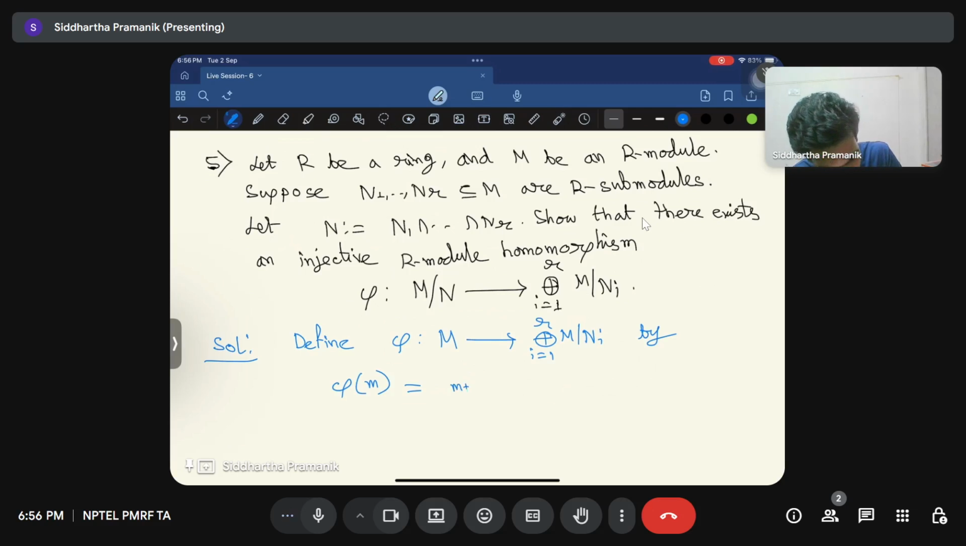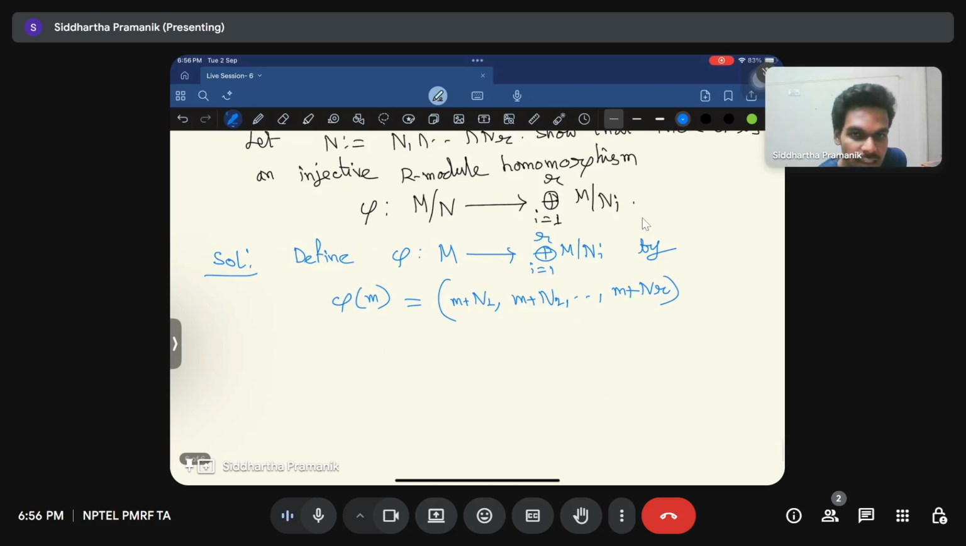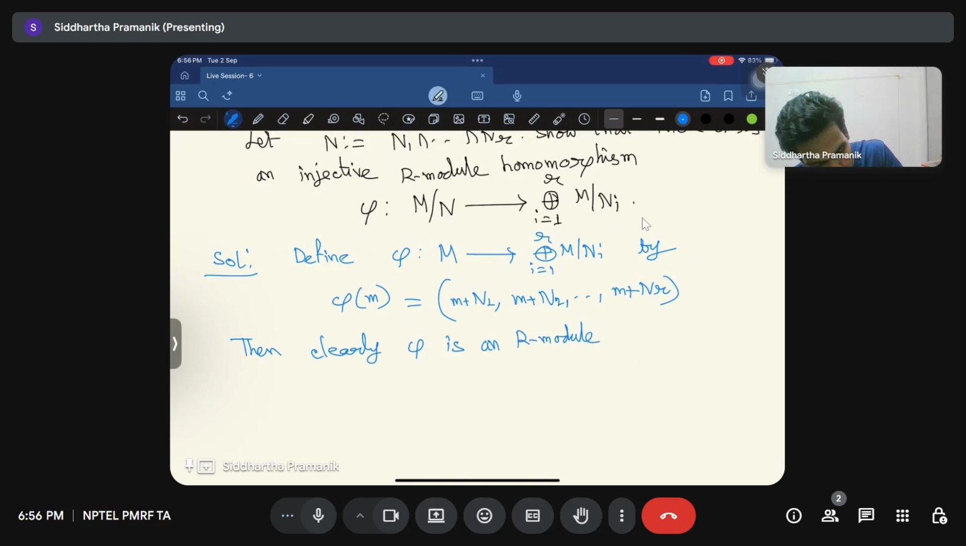So first one is m plus N1, this quotient. Second one is m plus N2, this quotient, and so on. The last one is m plus Nr. So we are combining the natural homomorphisms or canonical maps from M to its quotient. Then you can check that it is an R module homomorphism. It is actually very clear. So clearly phi is an R module homomorphism.